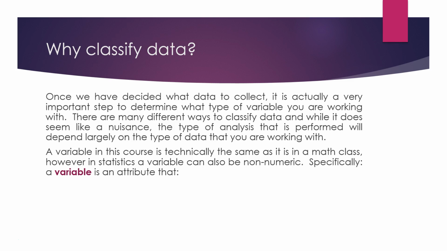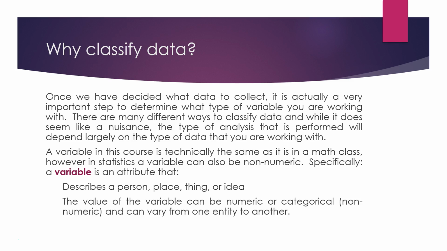A variable in this course is technically the same as it is in a math class. However, what we will find is that a variable will take on more types of values. So for example, a variable can be non-numeric. Specifically, a variable is an attribute that describes a person, place, thing, or idea. The value of a variable can be numeric or categorical, which means it is not a number, and can vary from one entity to another.